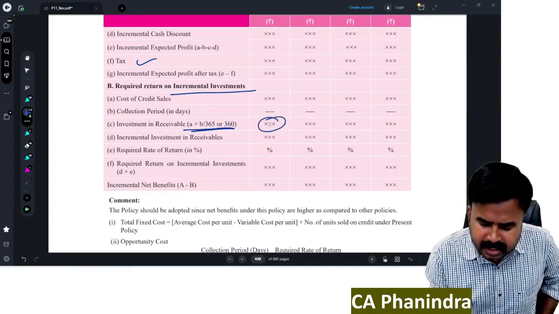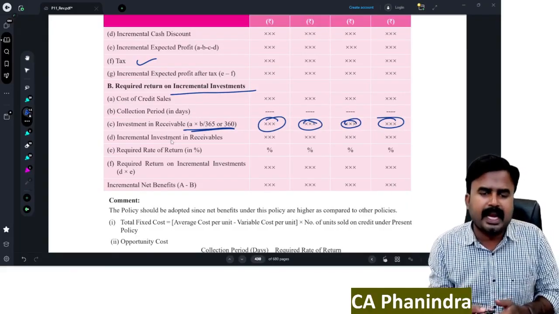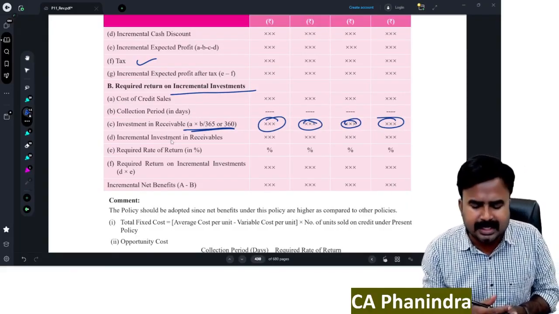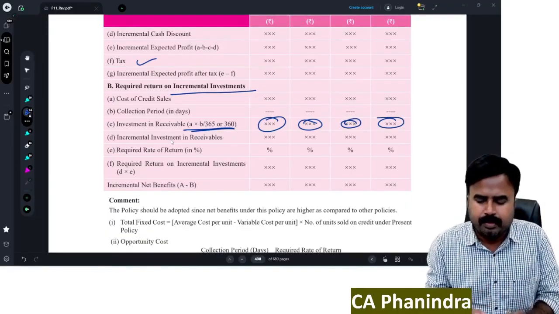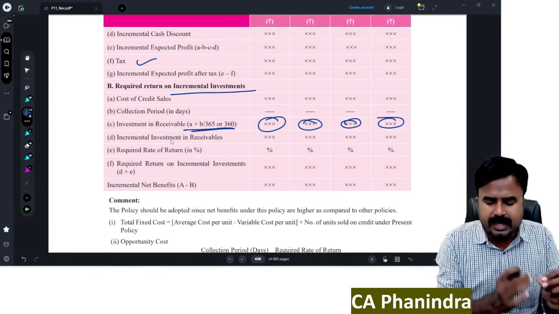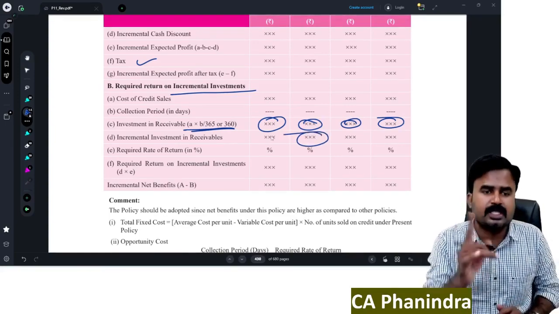So, if you get investment in receivables, what is my next job? Incremental investment in receivables must be calculated. How to calculate incremental investment in receivables? Investment in receivables or investment in debtors with respect to policy 1 minus investment in receivables with respect to present policy is my incremental investment in receivables for policy 1.